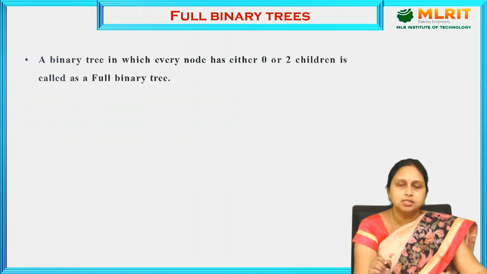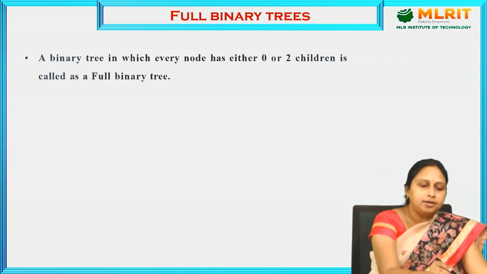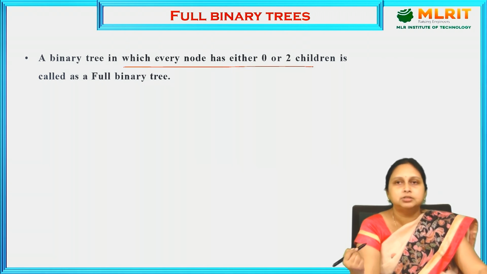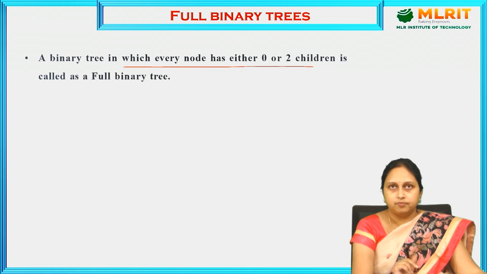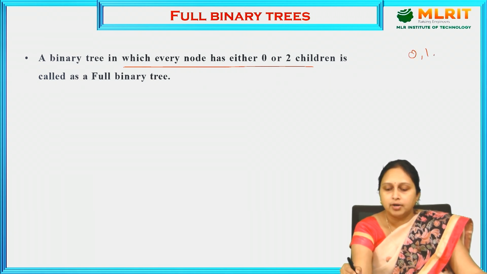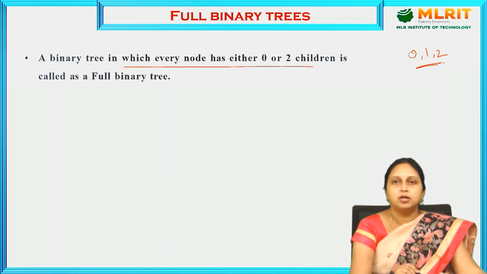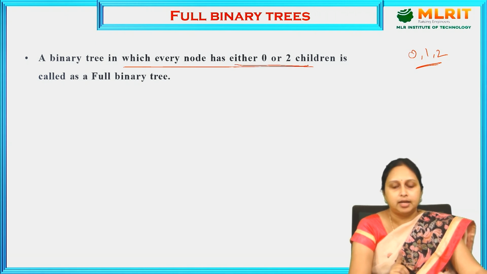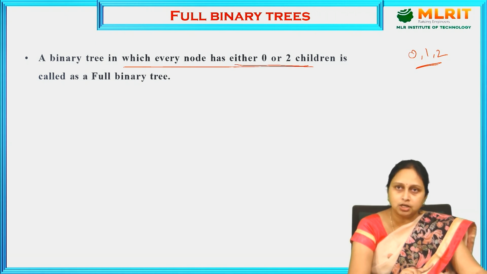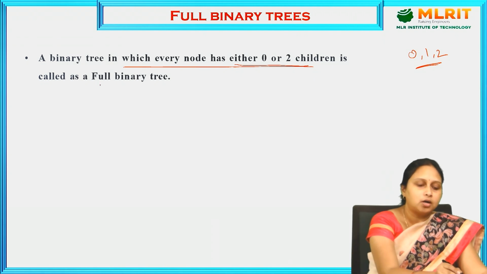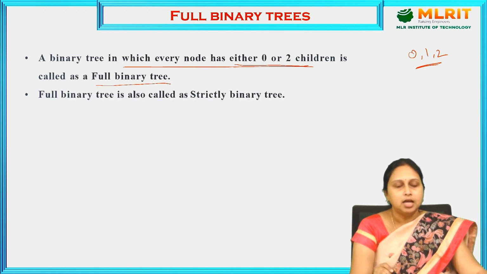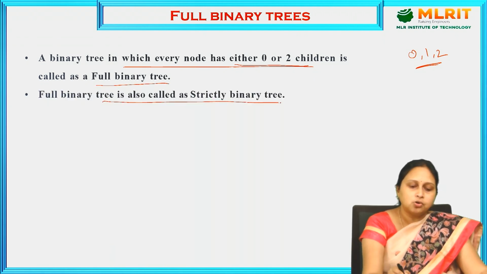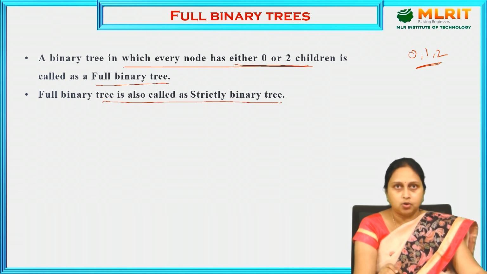And the next one is full binary tree. A binary tree in which every node has either 0 or 2 children. We have seen a binary tree has at most 0, 1, 2 children. This condition has to be satisfied for a binary tree. But what is the condition for a full binary tree? It has either 0 or 2 children. Only it should have either 0 children or 2 children. Then it is called a full binary tree. And a full binary tree is also called a strictly binary tree.